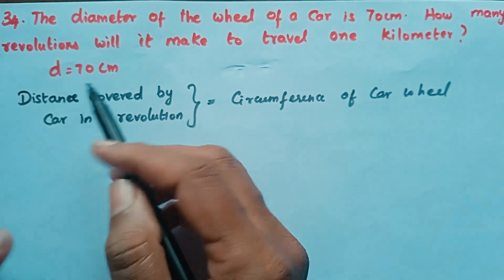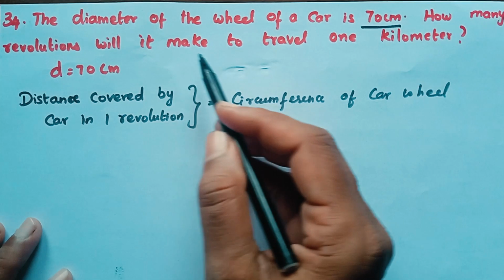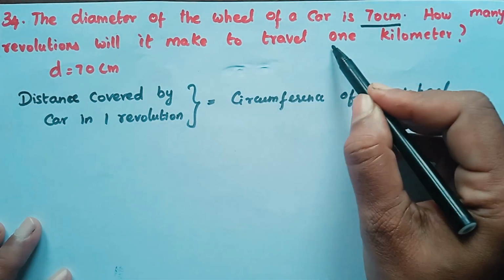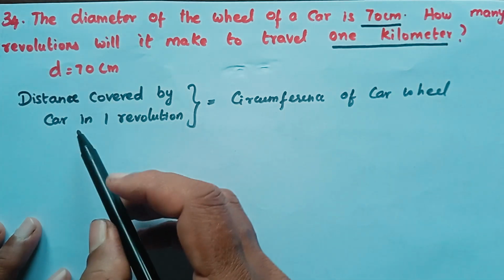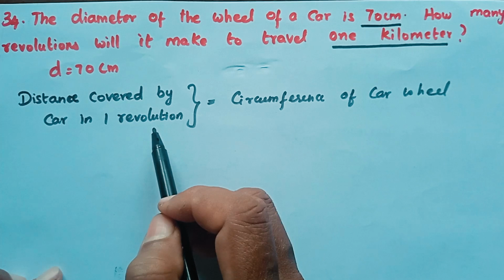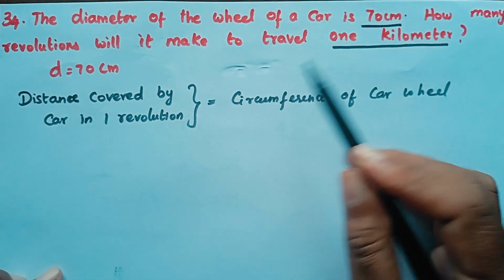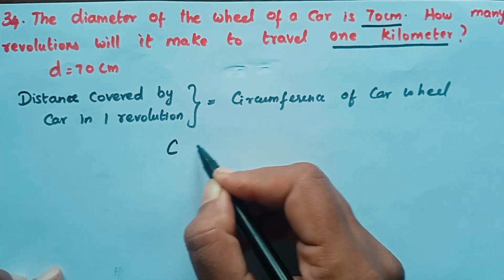Next question. The diameter of the wheel of the car is 70 centimeter. How many revolutions will it make to travel 1 kilometer? So the given diameter is equal to 70 centimeter. As we have seen in the previous question, the distance covered by the car in one revolution is nothing but the circumference of the car wheel. So we need to find the circumference.